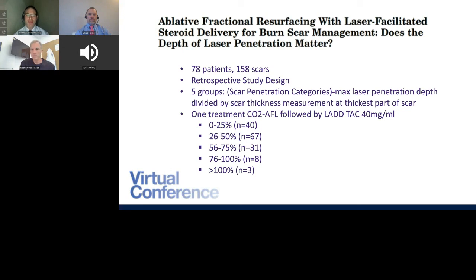So I'm going to say that again in the context of the different groups below. They looked at the depth of laser ablation versus the deepest scar. So they treated scars up to 25%, between 26 and 50% depth, between 56 and 75%, between 76 and 100%, and in a very small subset of patients, they treated with energy settings thought to go beyond the depth of the scar they saw. And all treatments in their hands were followed up with laser-assisted drug delivery of triamcinolone or Kenalog. So that's essentially the application of a topical steroid after the laser procedure.